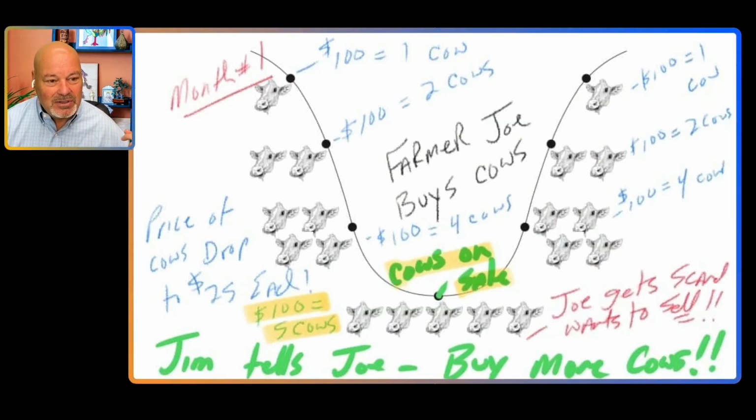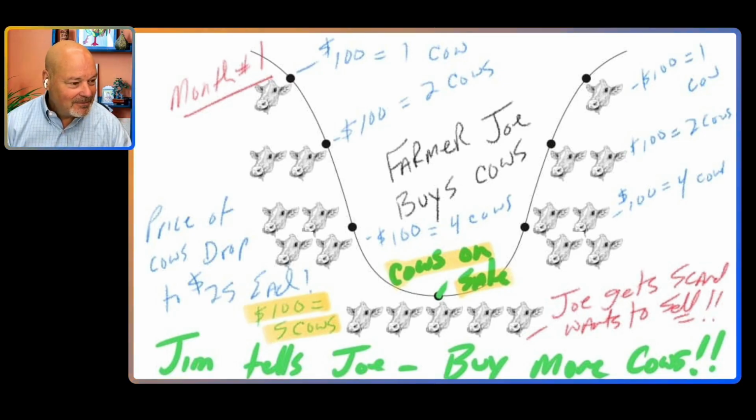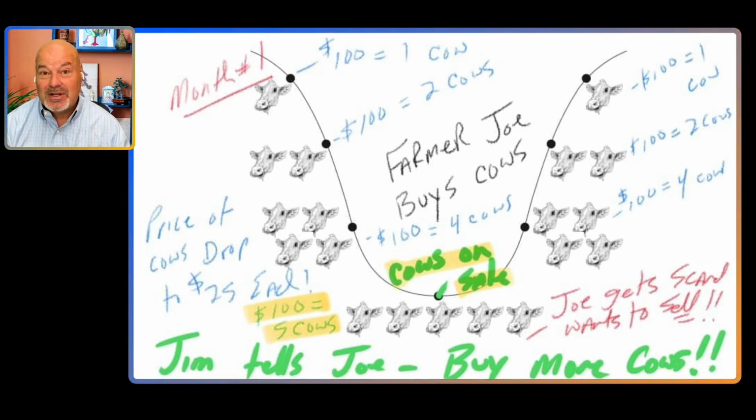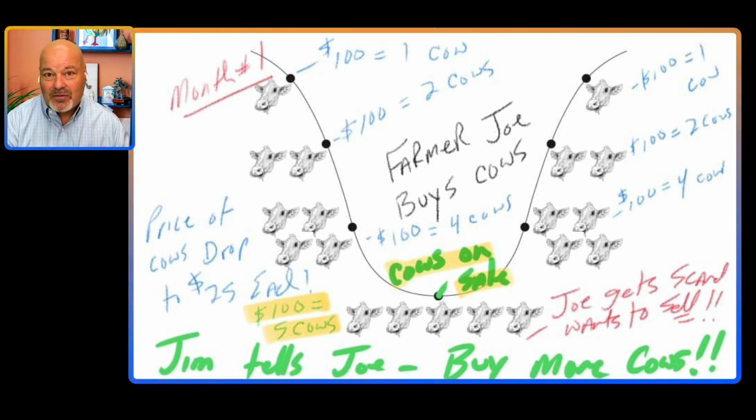Month number 1, he gets 1 cow. Month number 2, he gets 3, 4, 5, 6. So he's been doing this for 7 months, right? 7 months. And over 7 months, how much money has Farmer Joe actually invested in cows? This is not a trick question. It's really pretty simple and straightforward. It's a question I want you to answer. So the question is, over these 7 months, how much money has Farmer Joe invested in cows?